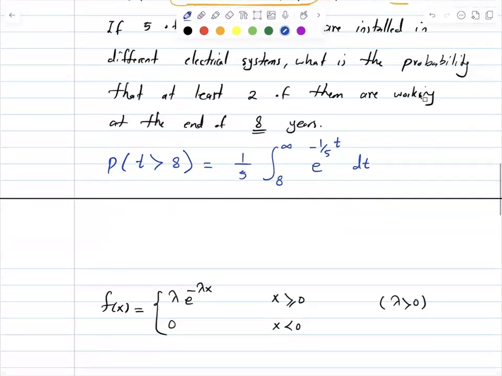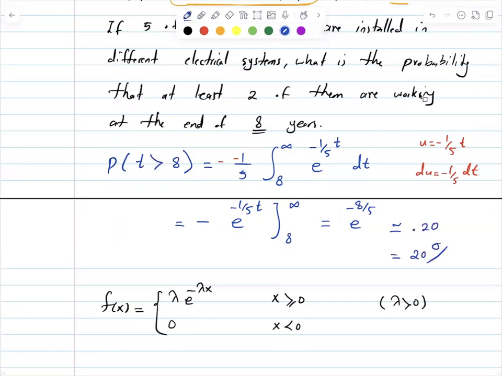So basically, we're just doing the calculation. Here you have, if u is equal to negative 1 over 5 t, du is negative 1 over 5 dt. So you already have 1 over 5. You're going to just multiply by a negative sign, and you end up with negative e to the power negative 1 over 5 t, from 8 to infinity. If you plug in infinity, this is basically just 0. So you have e to the power negative 8 over 5. If you use your calculator, this is approximately 20%. So the probability that a given component is still working after 8 years is about 20%.